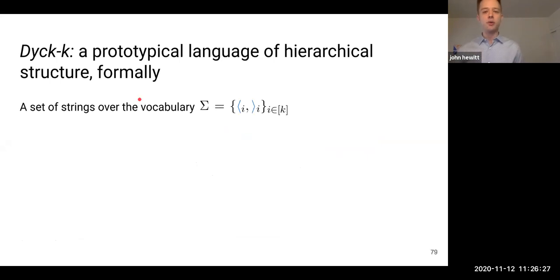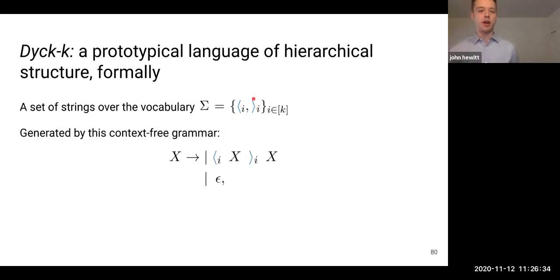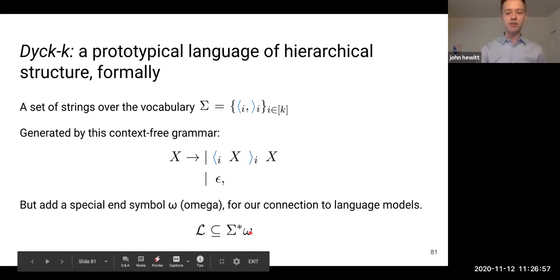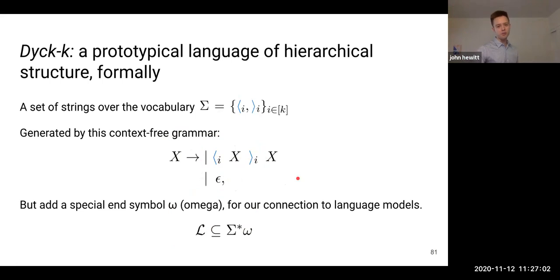So formally, we've got a vocabulary that's open brackets of K types, close brackets of any of K types. And if you like context-free grammars, it's generated by this context-free grammar here, where you always match brackets with the same type. And we'll connect this to language modeling by adding an end of sequence token. Like in language modeling, probabilistic models, you have an end of sequence token, so you know when to end. We're actually going to need that for our theory. So every string is going to be ended with some special omega that's not in the vocabulary.